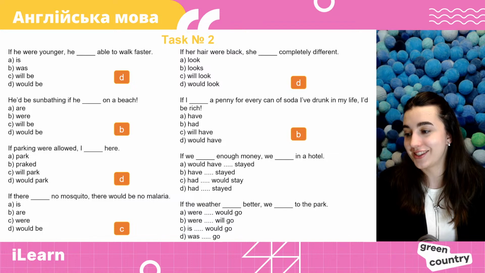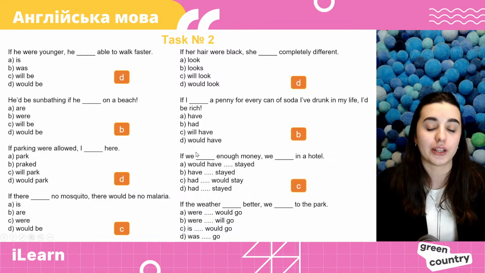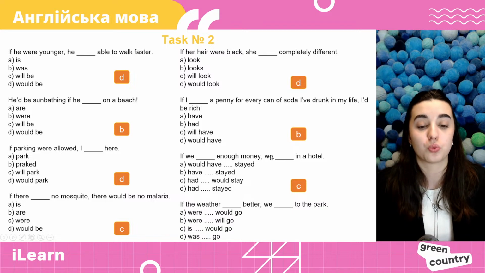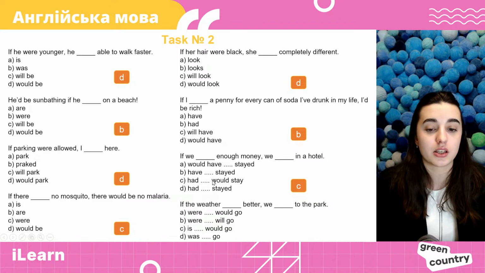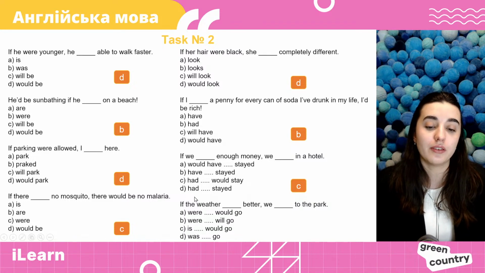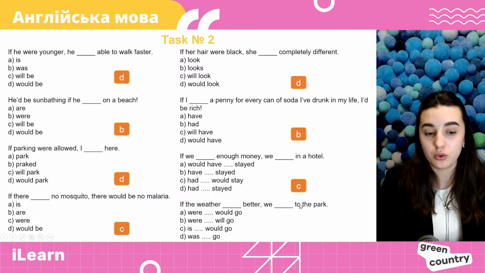All right. Here we have C, and let's read it. If we, after that we need to use past simple had, so we have at least C or D, then we understand it's conditional, so we need to have would, and we understand that it is C. All right, and the last one, if the weather were, is, was better, we would go, will go, would go, or go to the park.